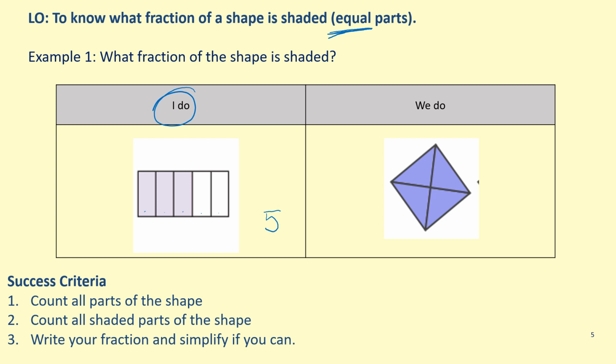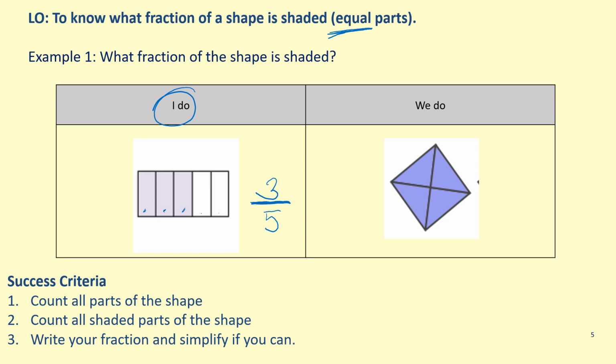So there are 5 equal parts in the shape. I know the answer will be a fraction, so I'll put a fraction line. So 5 equal parts goes on the bottom. Now, second success criteria, count all shaded parts of the shape. So 1, 2, 3 of them are shaded. So write the fraction and simplify it if you can. So 3 parts of the shape are shaded out of 5. So the fraction that we have is 3 over 5, or 3 out of 5. There is no number except 1 that goes into 3 and 5, so I cannot simplify this fraction.